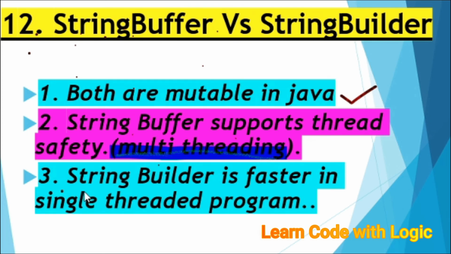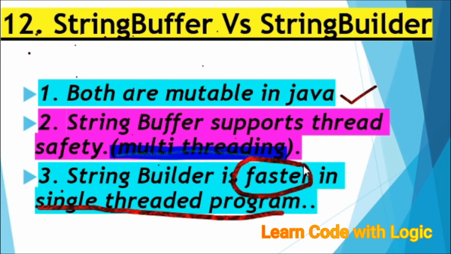But if our program is only a single-threaded program, in that case string builder is faster than string buffer. These are the key differences between string buffer and string builder. Otherwise, the methods are, concept-wise, pretty much the same. And both are an alternative or solution for the string class.